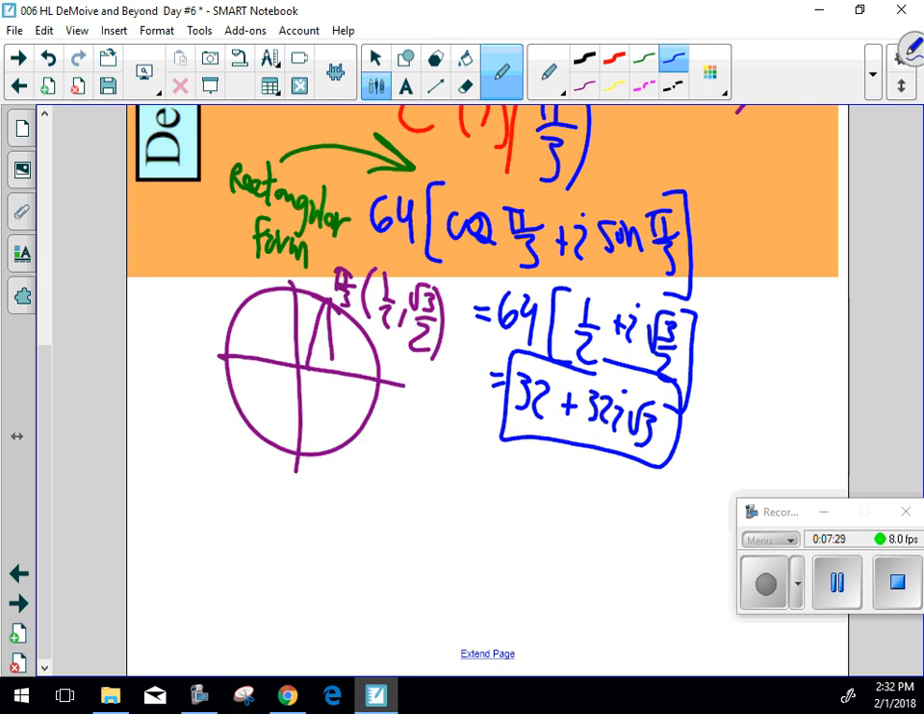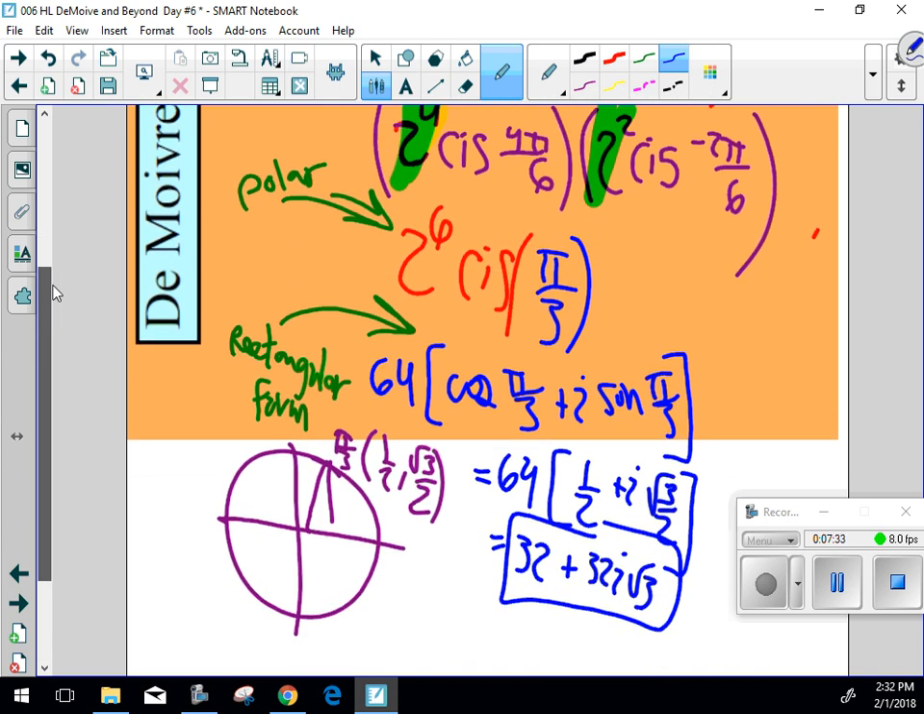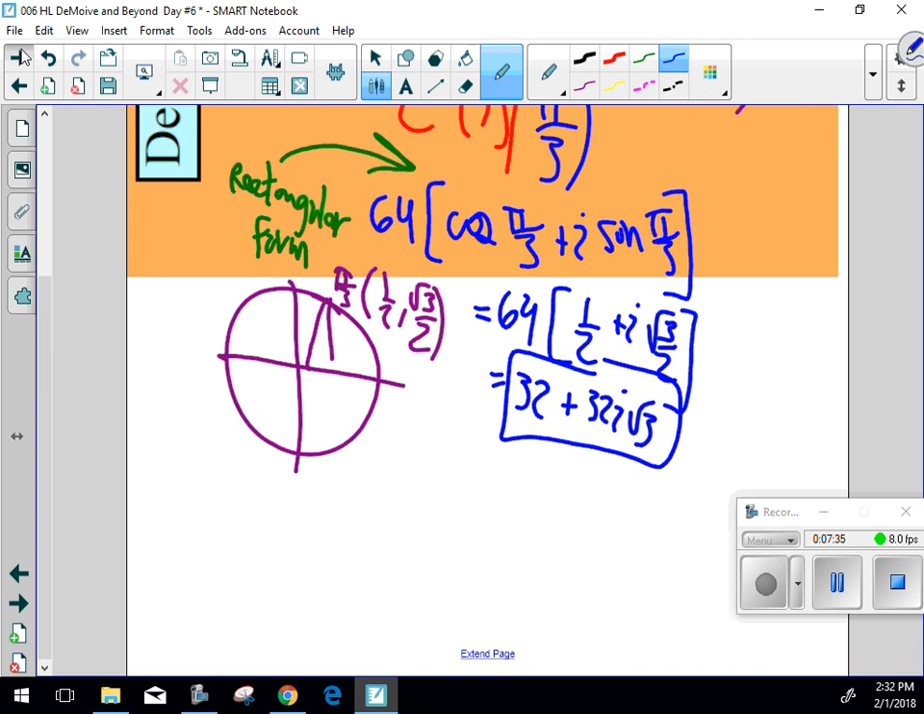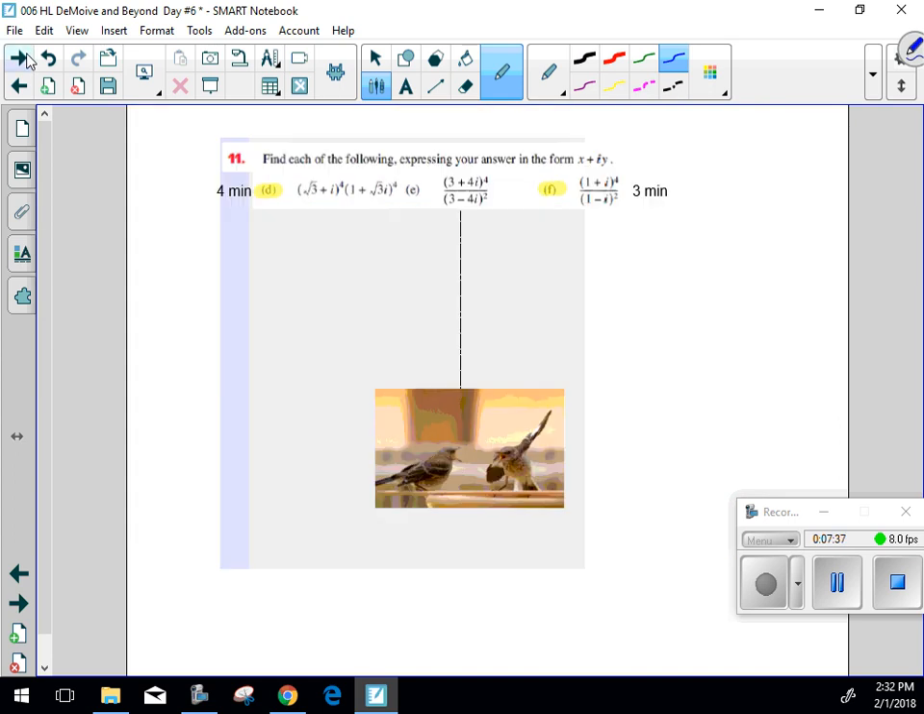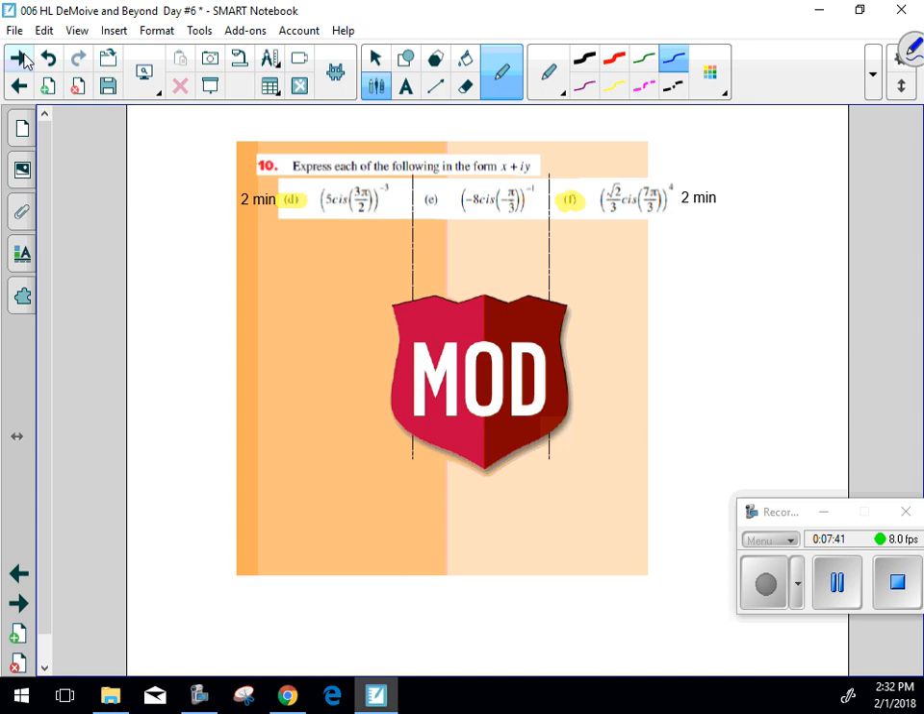And it's all because you can change it to cis form first, change it to cis, and then use these wonderful properties. Go to the homework. This is all I'm going to show you today. Number 10, we're going to do 5 cis 3 pi over 2 to the negative 3rd. And I'm going to try to do this one right now.